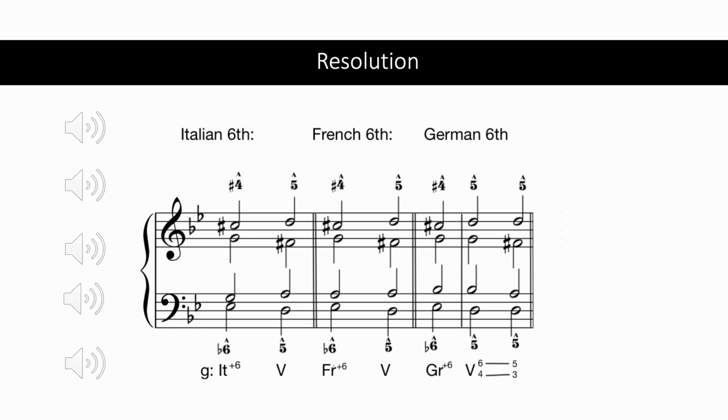As you can see and just heard, I use the cadential 6-4 chord between the German 6th and the dominant triad. It is possible to do the same in all 3 types. However, for the German 6th, it is necessary to do so to have correct voice leading. What do you think is the reason for that? Yes, you are right, because otherwise there would be parallel fifths between the bass and the tenor.